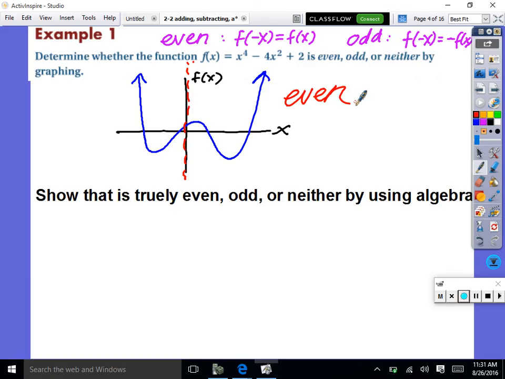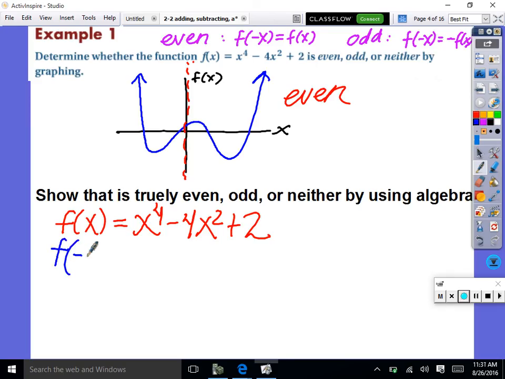So let's check if that is truly even. Okay, so what we're going to do is say, I have a function f of x. I have f of x is equal to x to the fourth minus 4x squared plus 2. We want to know what the function is going to be if we plug in a negative x instead of x. So what I'm doing is finding f of negative x.